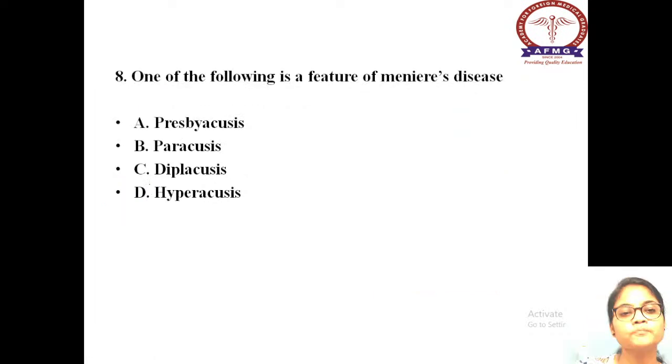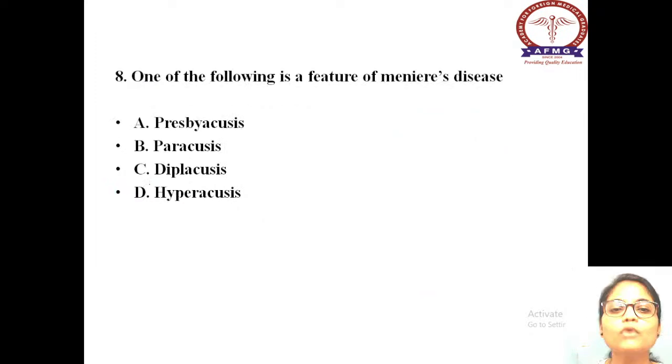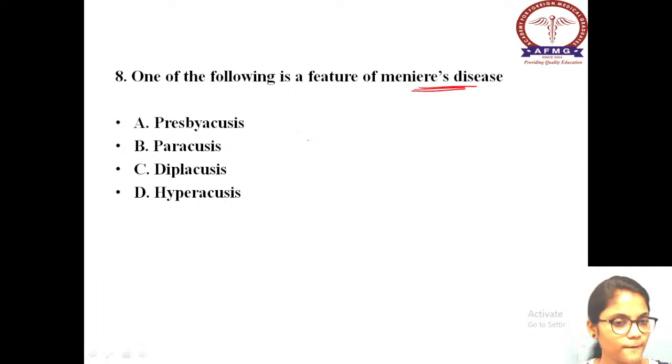The next question, this is also a direct question. We have discussed much about otitis externa, perichondritis, furunculosis, and MOE, that is malignant otitis externa, which are important in our external ear. So the next question is, which one of the following is a feature of Meniere's disease? Option A, presbyacusis, option B, paracusis, option C, diplacusis, and option D, hyperparacusis. So what is the answer over here?